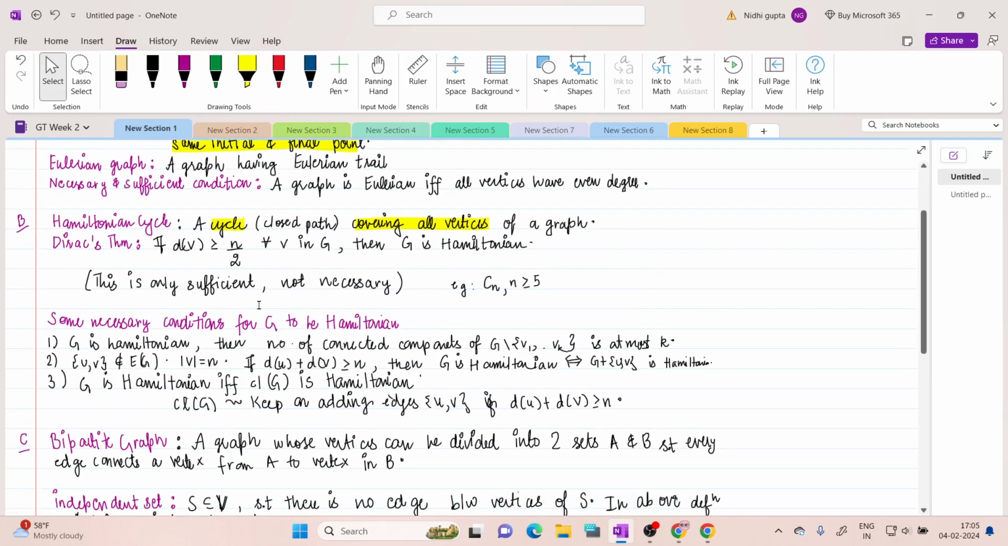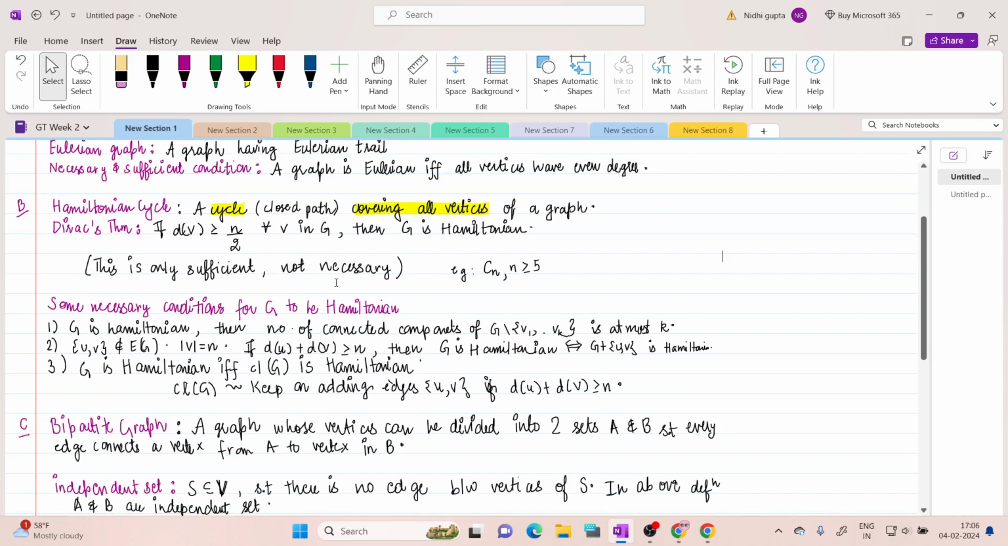We can see that this is only a sufficient condition, that is, it is not a necessary condition. By saying that it is not a necessary condition, we mean that if a given graph is Hamiltonian, it need not be true that the degree of each vertex is greater than or equal to n by 2. We can simply take any cycle graph; they are Hamiltonian trivially, and they won't satisfy this condition.